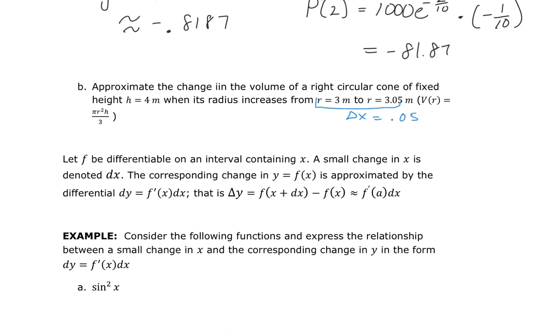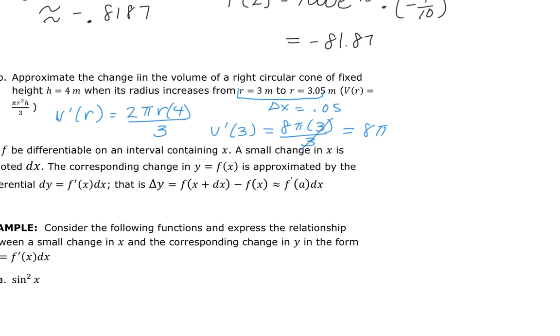And so what I have to do then is find v prime of r. V prime of r is going to be 2 pi r h divided by 3. But h was 4, so I can just put that 4 right there. Now I need to evaluate this at 3. So v prime of 3 is going to be 4 times 2, which is 8 pi times 3 divided by 3. Those cancel, so I get 8 pi.